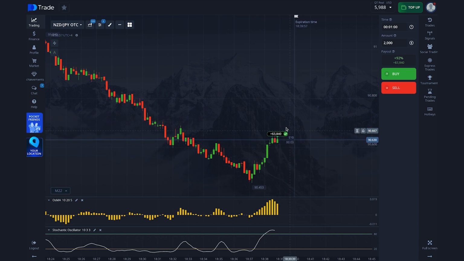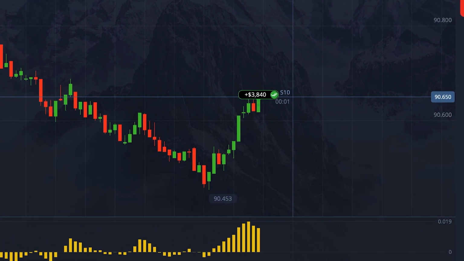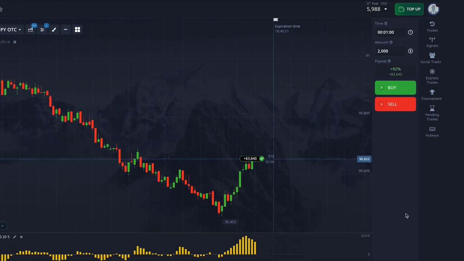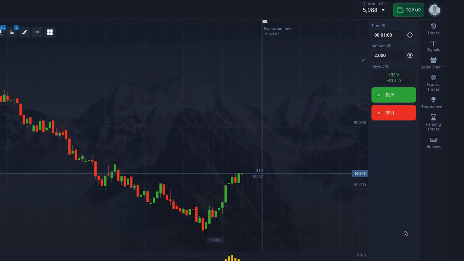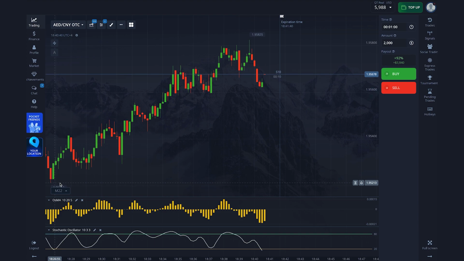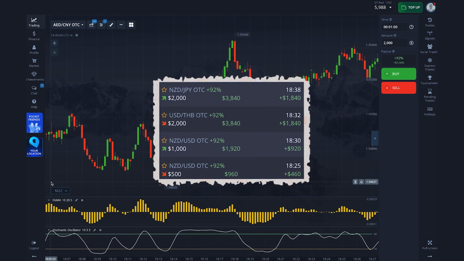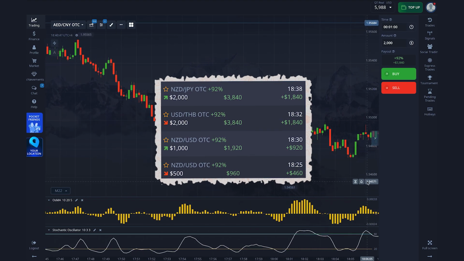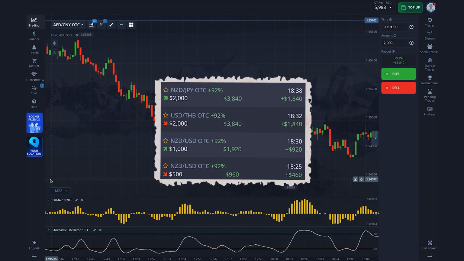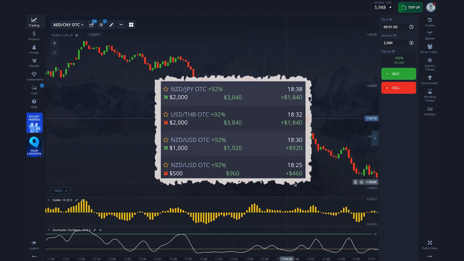The final result is impressive, a gain of $1,840. The final balance reaches $5,988. The results are impressive. The balance grew from $928 to $5,988. Diverse market scenarios and discipline in each entry once again yielded strong results.